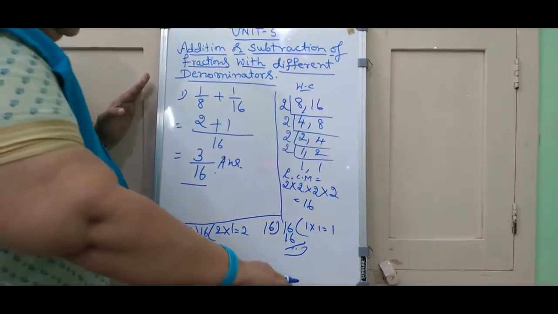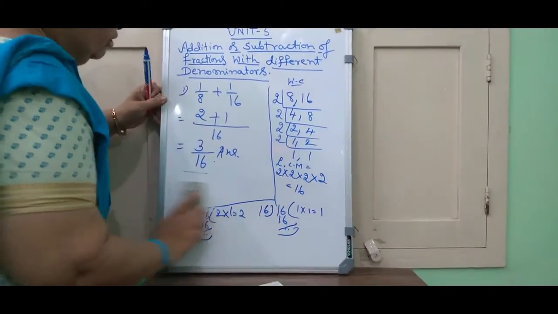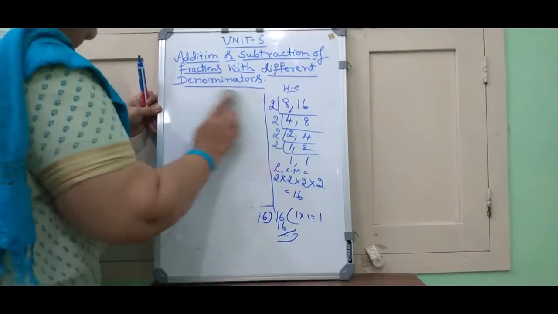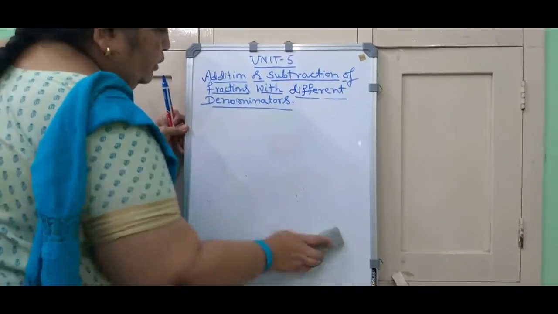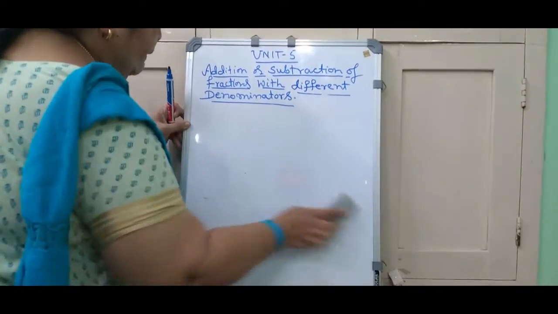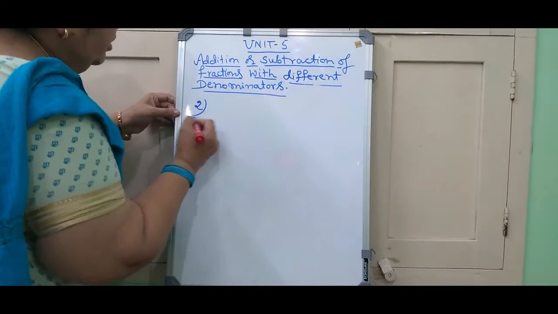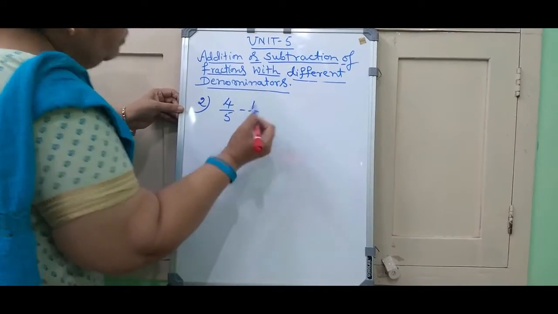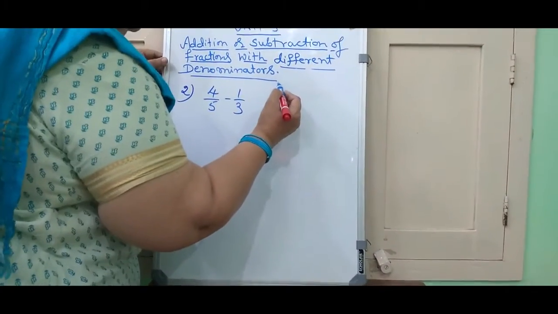And next, let me give you one more example. Let us consider the subtraction. I will tell you one more example which has subtraction. See, now let us consider this: 4 by 5 minus 1 by 3.